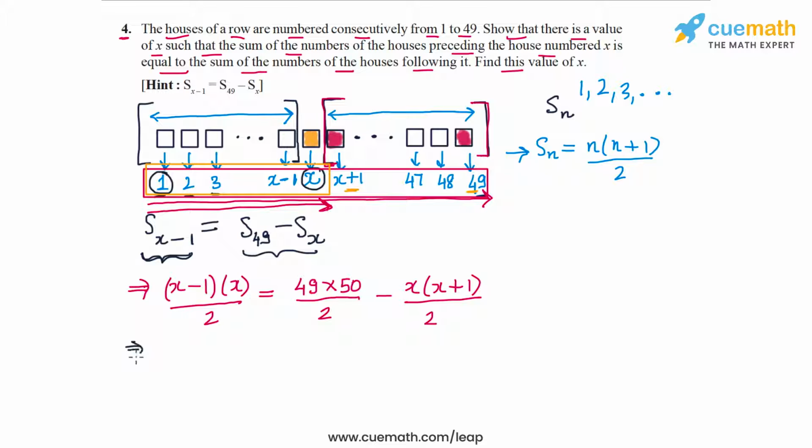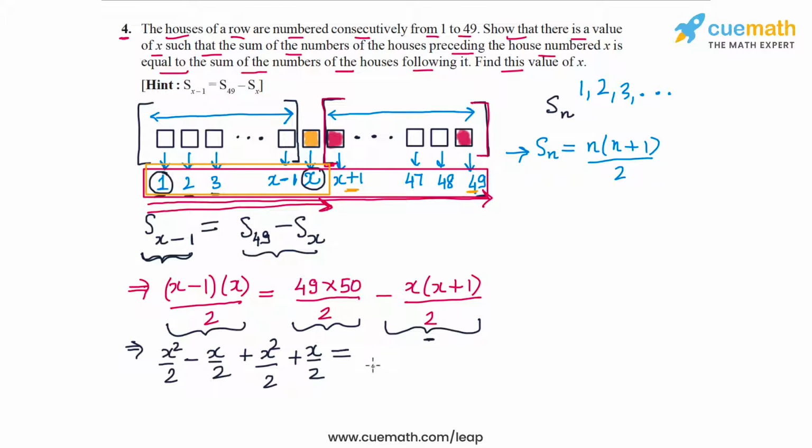Now what we will do is we will expand this product. So this will be x square by 2 minus x by 2, and we will bring this product to the left side and expand it. So this will be plus x square by 2 plus x by 2. So this is what we will get from this term here, and on the right side we will be left with this term 49 into 50 by 2, or 49 into 25.